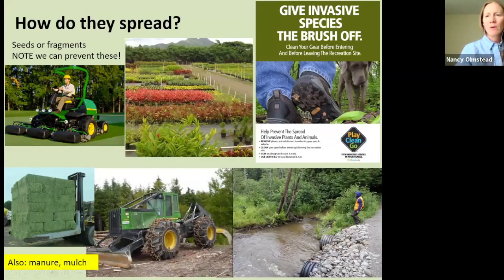So starting at the top left, we have a gentleman on a mower. And so this kind of equipment, when it's moved from site to site or even within a site, can transport seeds or fragments of invasive plants. There's lots of nooks and crannies in the mower. The mower deck itself can be contaminated. So that is one vector for spread of invasive species.